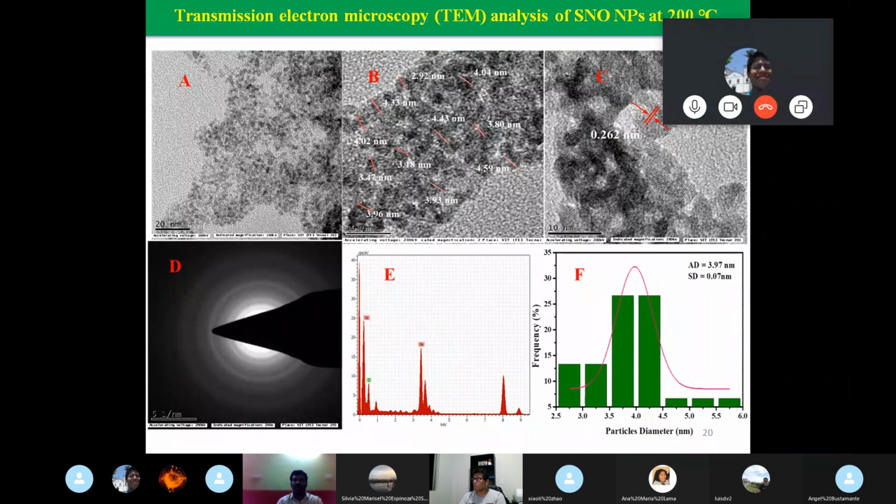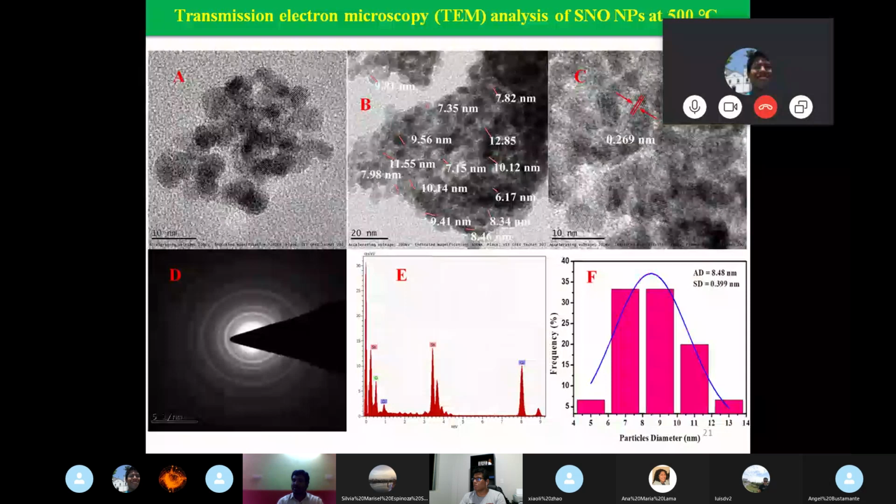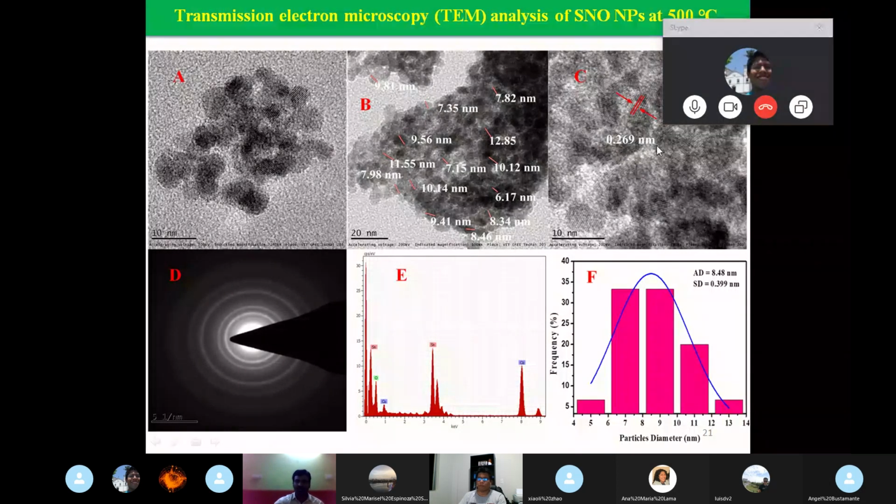This is the TEM of the sample at 500 degrees. The particles are spherical in nature. The average particle size, that is the average diameter, is less than 10 nanometers, 8.48 nanometers. C represents the interplanar distance value, around 0.26 nanometer, which is in good agreement with the XRD result. D is the SAED pattern. E represents the elemental analysis of the tin oxide nanomaterial. There are no other impurities.